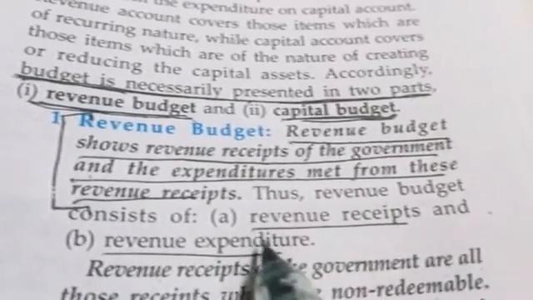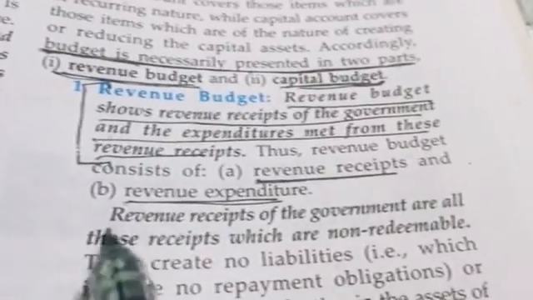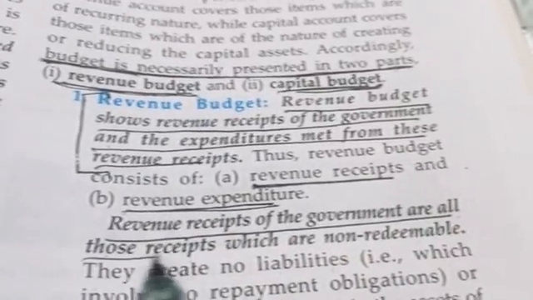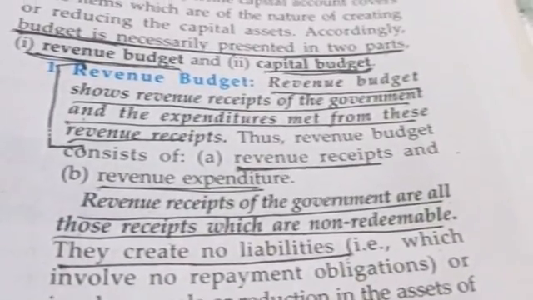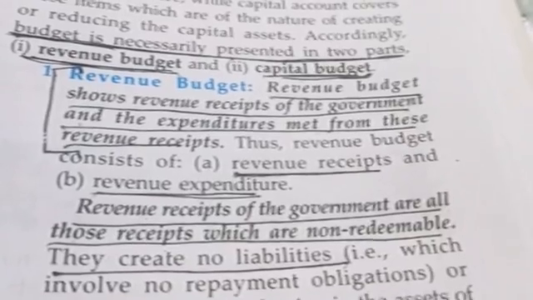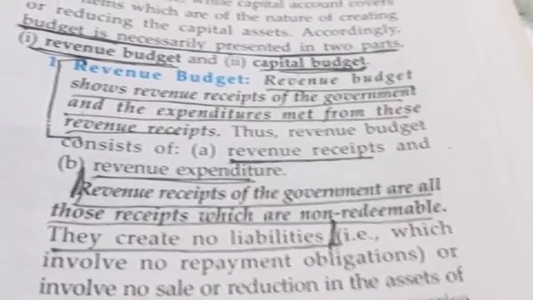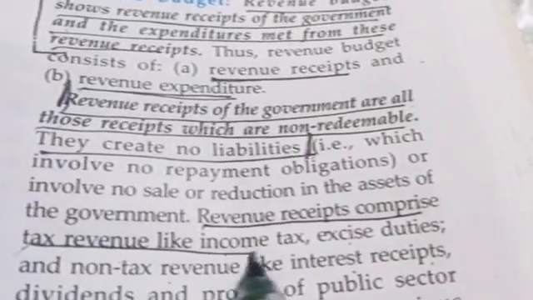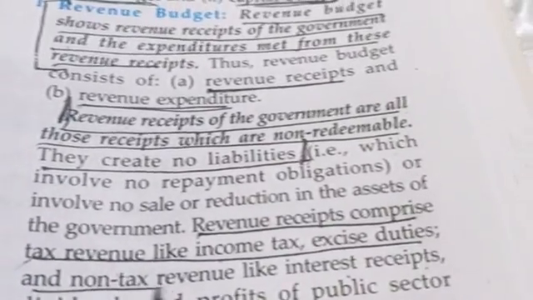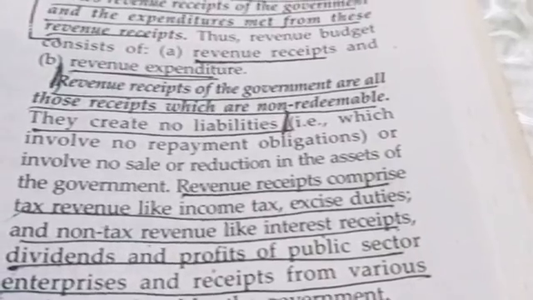Now, revenue budget is of two types. Number A, revenue receipt. Number B, revenue expenditure. What is revenue receipt? Revenue receipt of the government are all those receipts which are non-redeemable, means they create no liability. Till here is the meaning of revenue receipt. And what are the example of revenue receipt here? Revenue receipt comprise tax revenue like income tax, excise duties, non-tax revenue like interest receipt, dividends and profit of public sector enterprises, and receipts from various services rendered by the government.